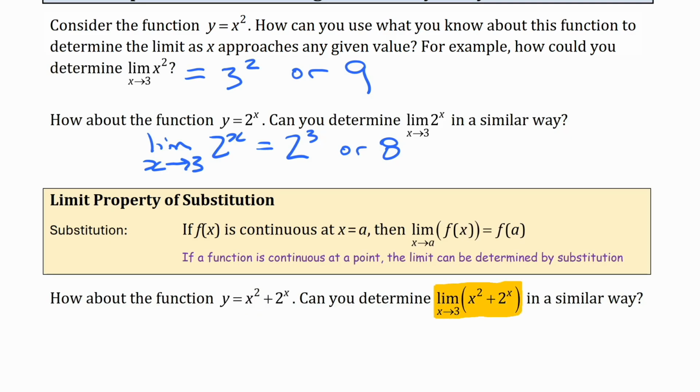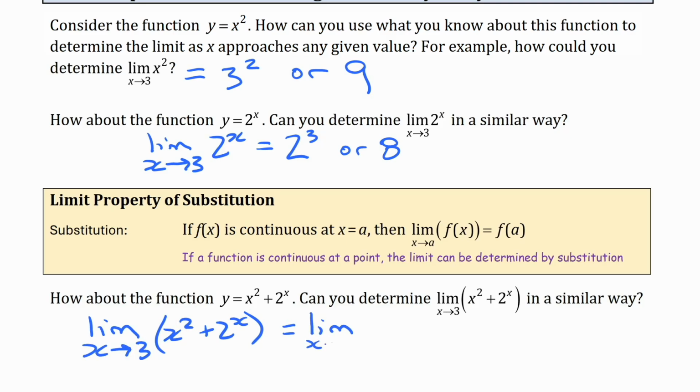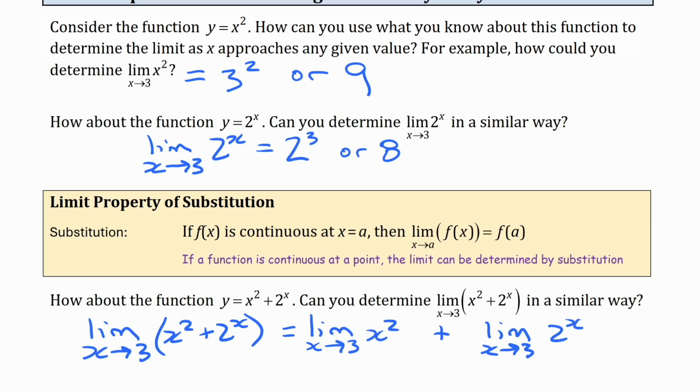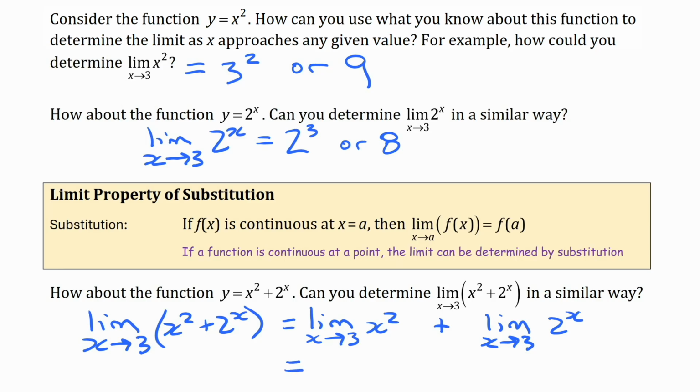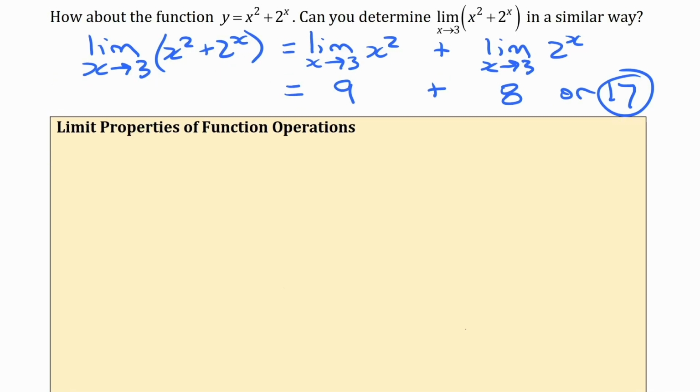If we want to work out the limit as x approaches 3 of x squared plus 2 to the x, because we know the values for this function are just the values of the individual functions added together, we can determine this limit by adding the two individual limits. So this limit is just going to be 9 plus 8, which is of course 17. This is one of another set of limit properties based on what you know about function operations, and so we often call these limit properties of function operations.